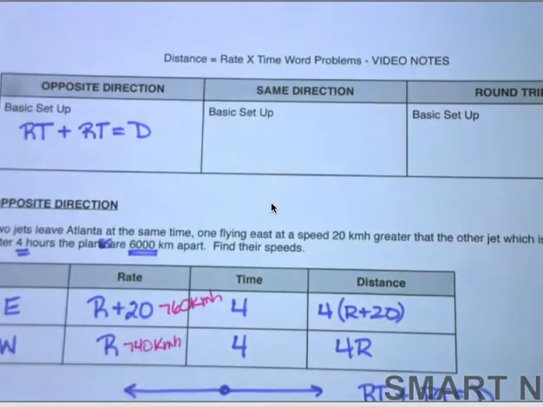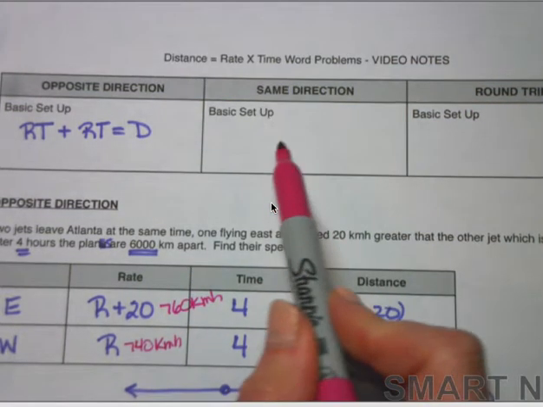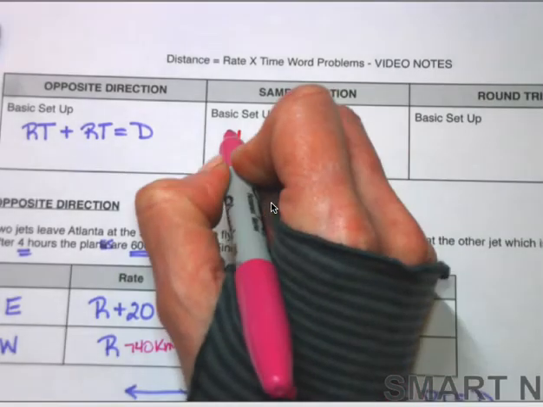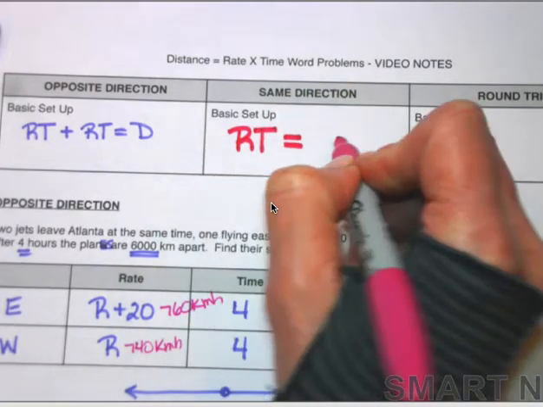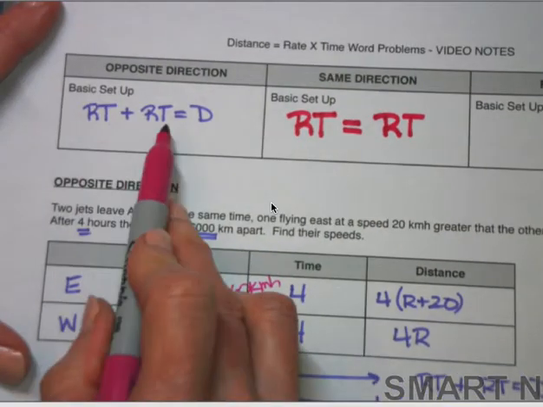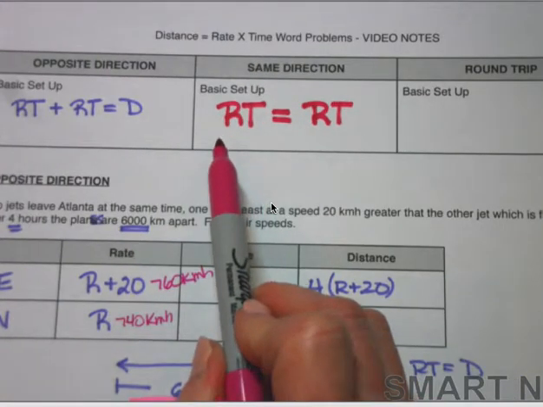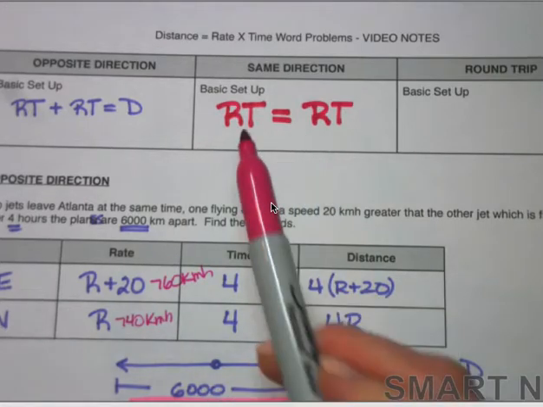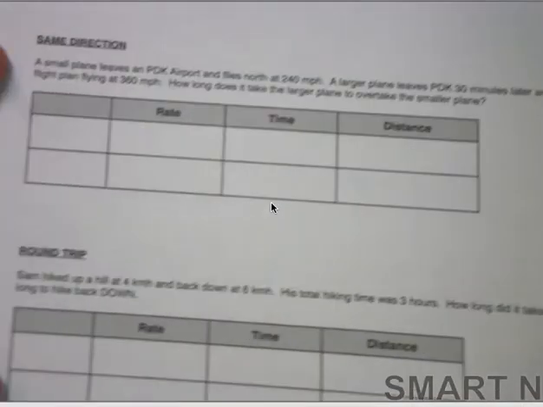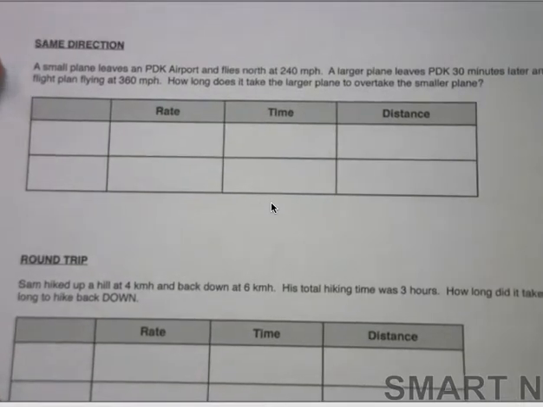So the equation set up for 2 objects traveling in the same direction is the rate times time of one object set equal to the rate times time of the other object. So instead of adding the 2 together, you take the 2 expressions and set them equal to each other. So let's see what that looks like in the problem that's given in the learning notes for same direction.